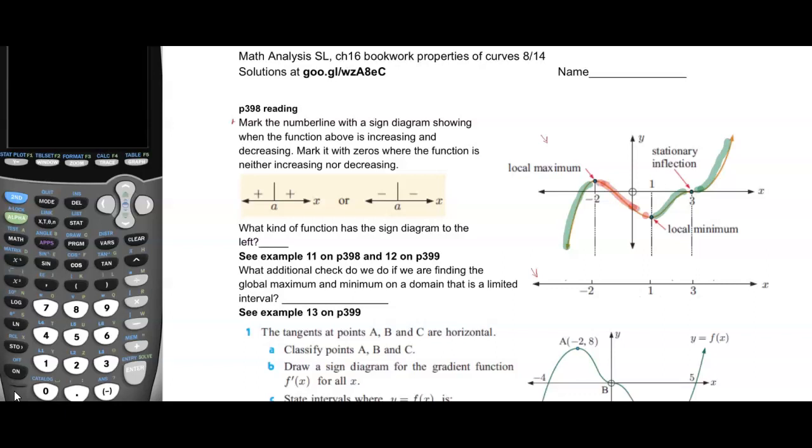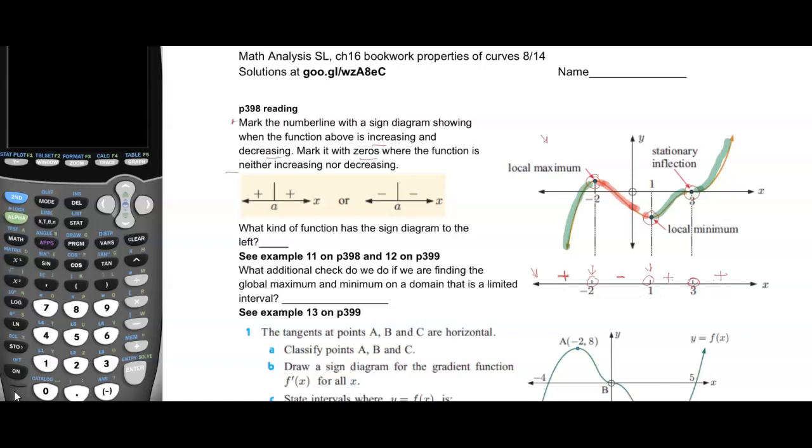Okay, so now we're going to transfer this information down to the sign diagram. So at the local maximum and the local minimum and the stationary inflection point, of course, the derivative is 0. And in the green intervals, the derivative is positive, positive, positive. And in the red interval, the derivative is negative. Okay, so there we've marked when the function is increasing and decreasing, positive, negative. And then we can also mark it with zeros where the function is neither increasing nor decreasing. We did that too. We put zeros on top of those values.